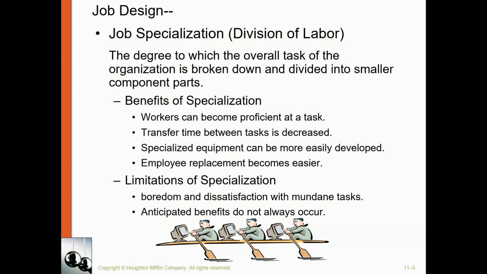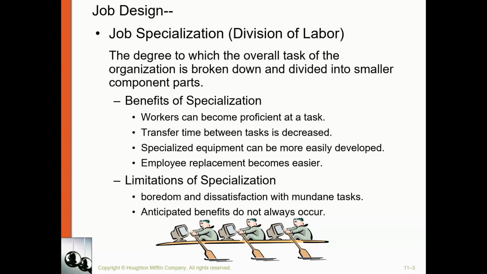Workers become very proficient or good and fast at doing whatever task they're doing. The transfer time between tasks is decreased. Like I said, the person that took your order doesn't have to now leave the cash register, go back to where the Whoppers are made, and then go over and put the fries down and shift between these different tasks. Specialized equipment can be made so that things are more efficient as well. And it's also easier to replace employees, because if I've trained someone on how to do just the fry area, for instance, and they leave, I don't have to train someone on how to do everything, just one specific thing.